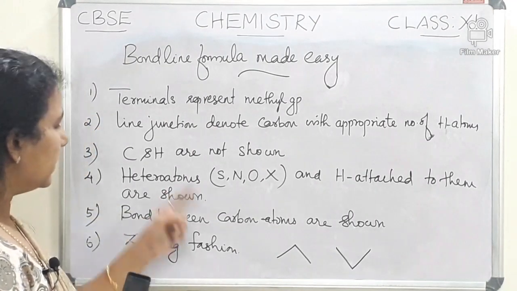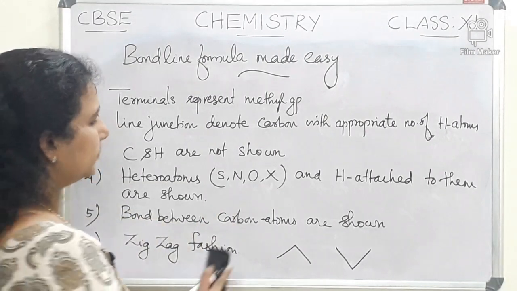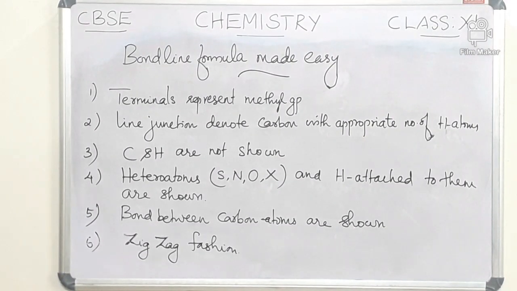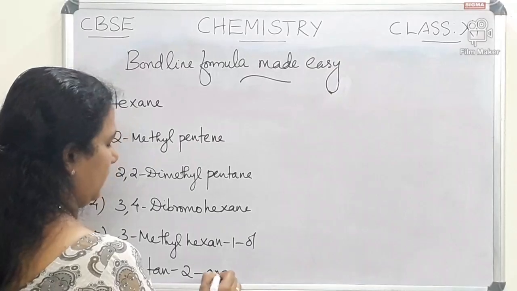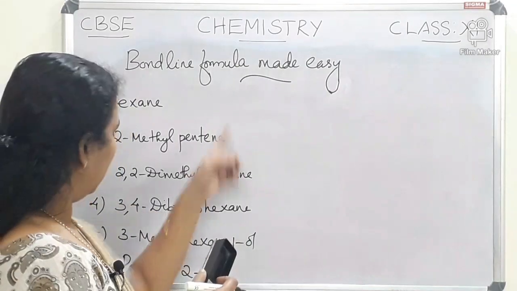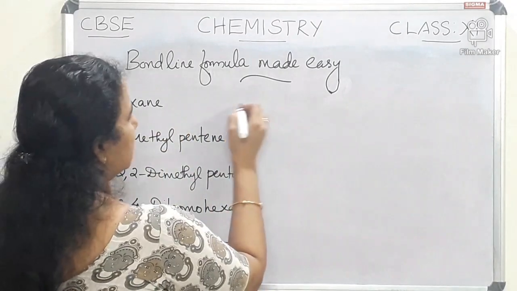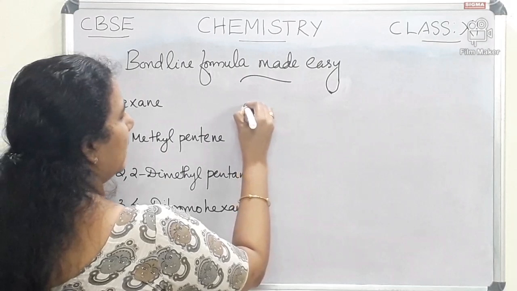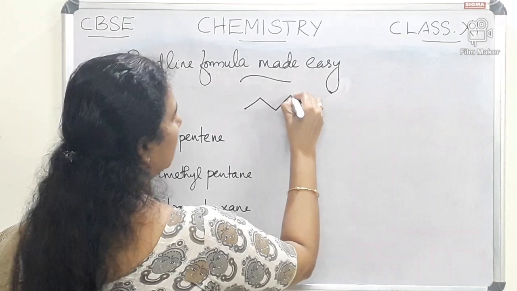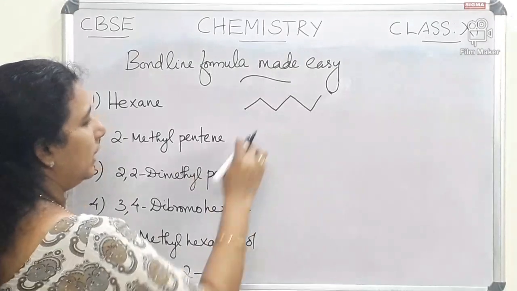So let us illustrate these points by drawing some examples. Let us draw the Bondline formula of these compounds. The first compound is hexane. It contains 6 carbon atoms. We can draw like this: 1, 2, 3, 4, 5 and 6. So in a zigzag fashion we have drawn the Bondline formula.